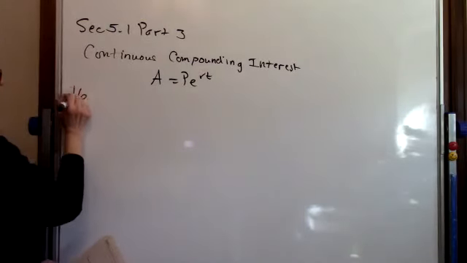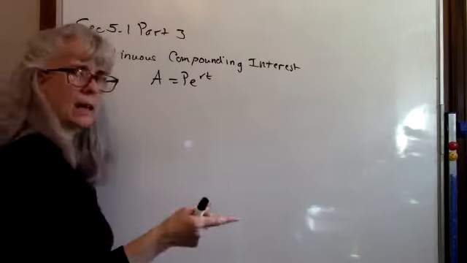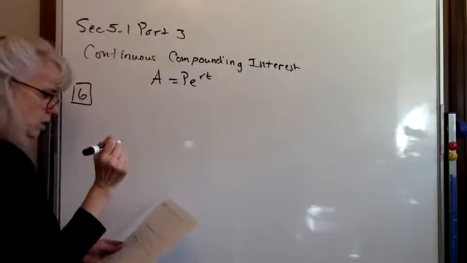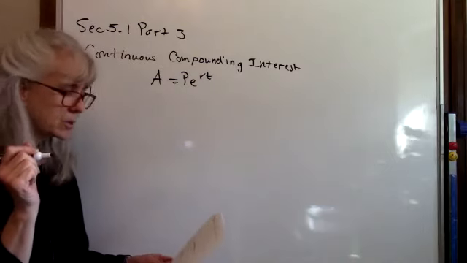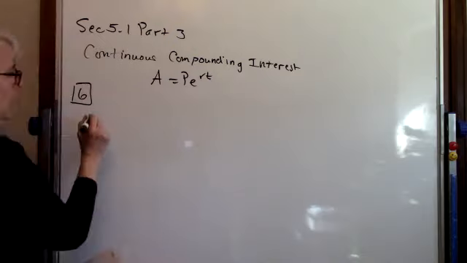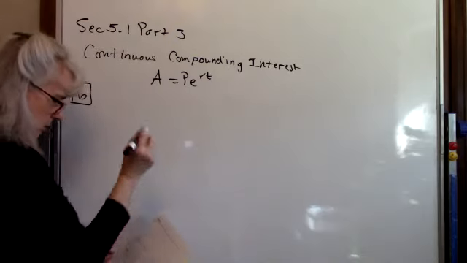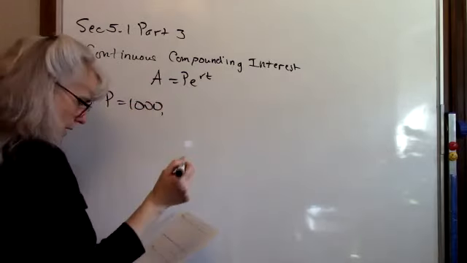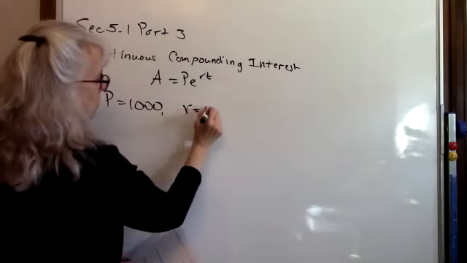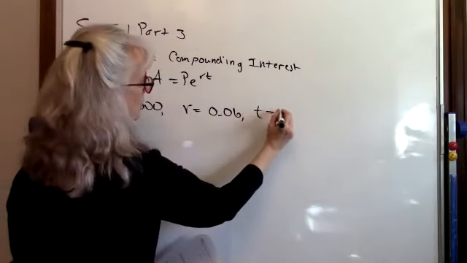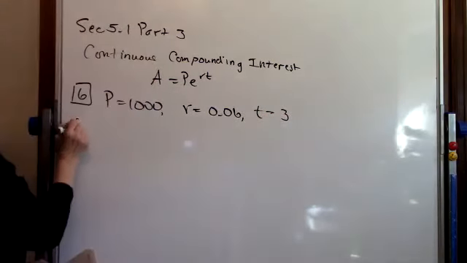Example 6 compares a daily and a continuous, just to see what the effect is. So we're going to find the accumulated amount after 3 years if $1,000 is invested at 6% per year, compounded, part A does daily, part B does continuously. We know that we're investing $1,000 at 6% per year, and we know that it's for 3 years. So for part A, we're going to do daily.